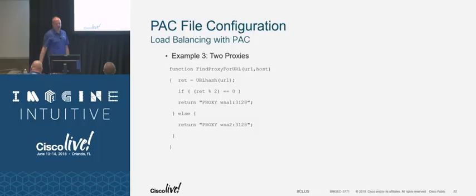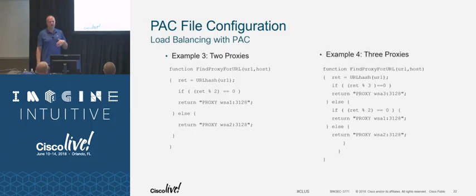So I've got some examples in here of how to do it. You can do an if then else, you can hash the URL for basic load balancing. There are other options that you can do here if you have multiple proxies and how you want to do it. There are a lot of different configuration options for load balancing.